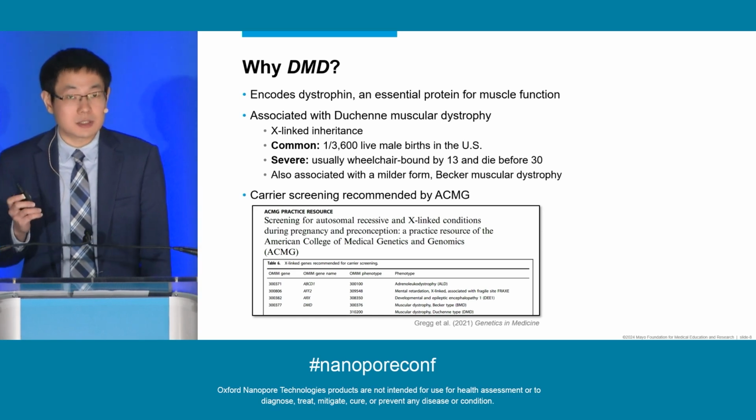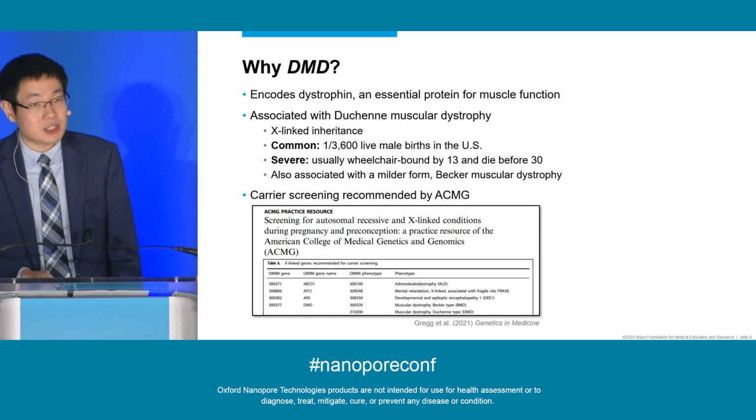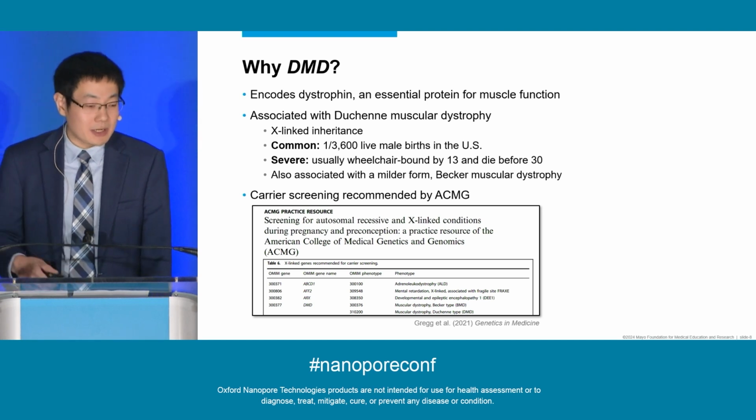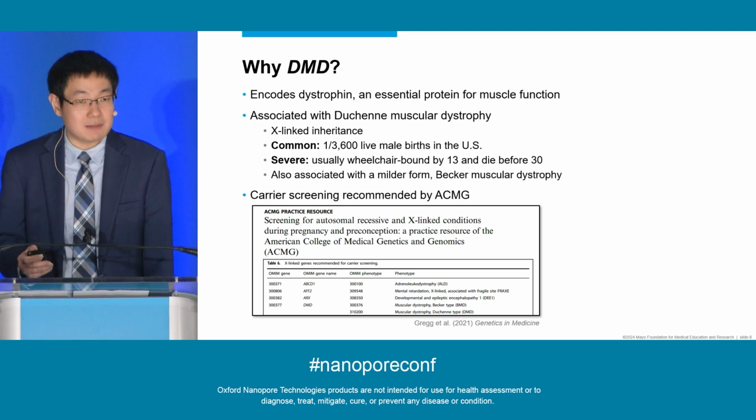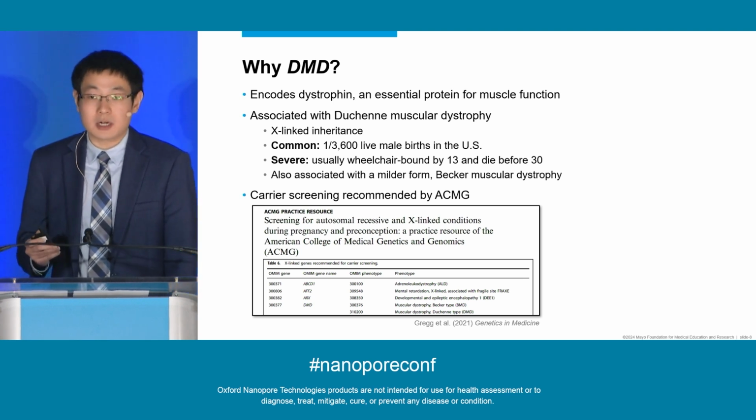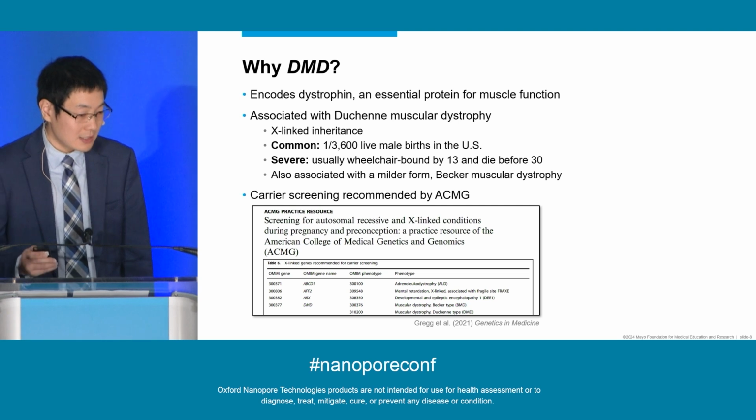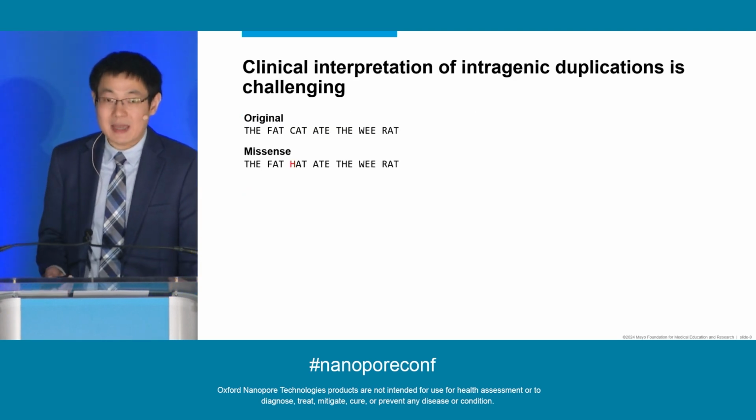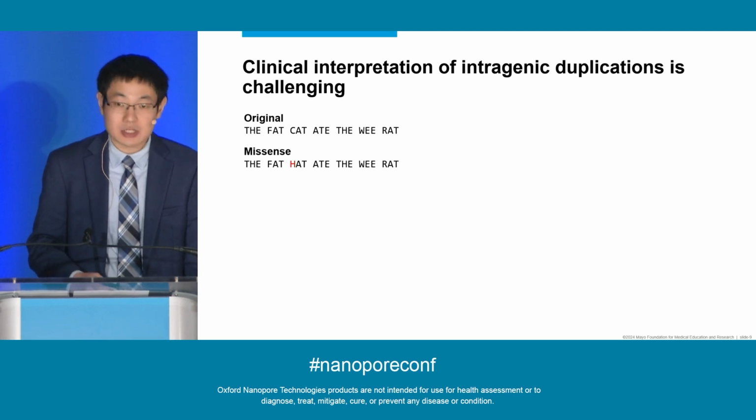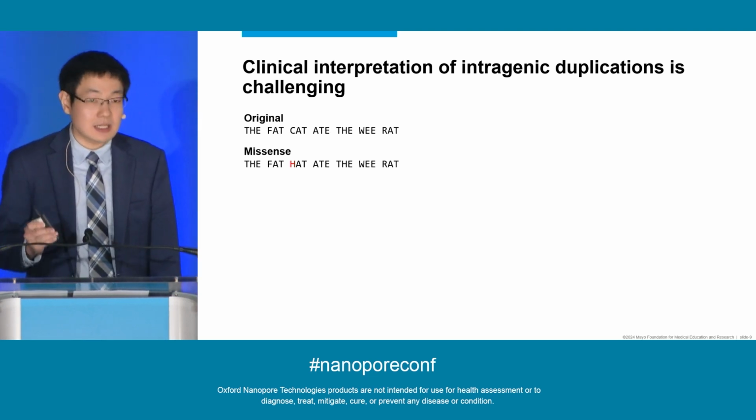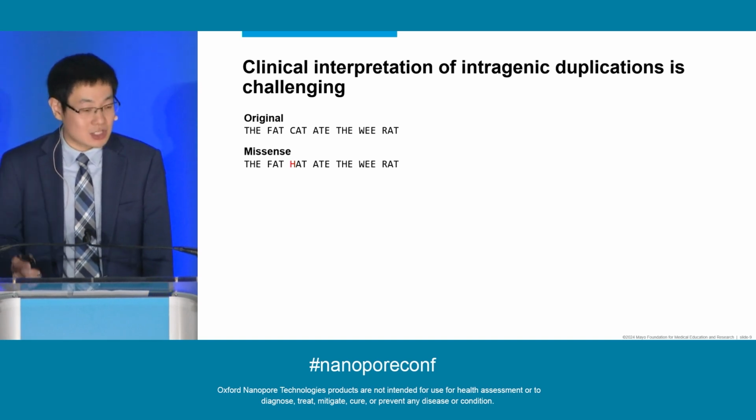Because genetic carriers of Duchenne and Becker muscular dystrophy are fairly common in the general population, the American College of Medical Genetics and Genomics recommends carrier screening for DMD in females who are currently pregnant or considering becoming pregnant. The second question one may ask is, why are we specifically interested in intragenic duplications? And this is because the clinical interpretation of this particular category of variants is highly challenging.